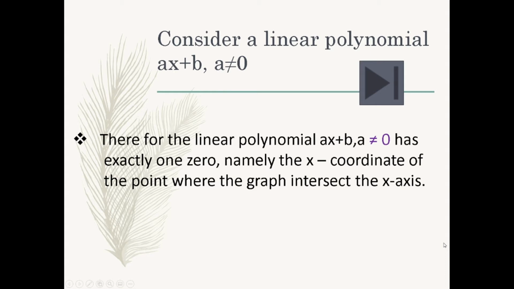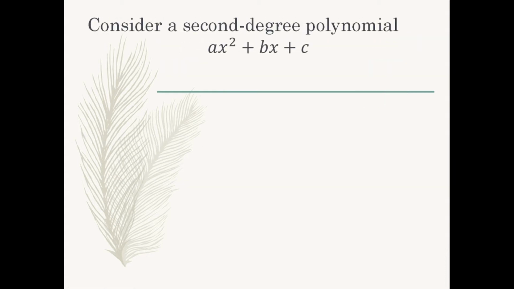Now let us consider a second degree polynomial, that is a quadratic polynomial, ax square plus bx plus c. Here a, b, c are three constants. We have to give different values for a, b, c. We get different graphs.